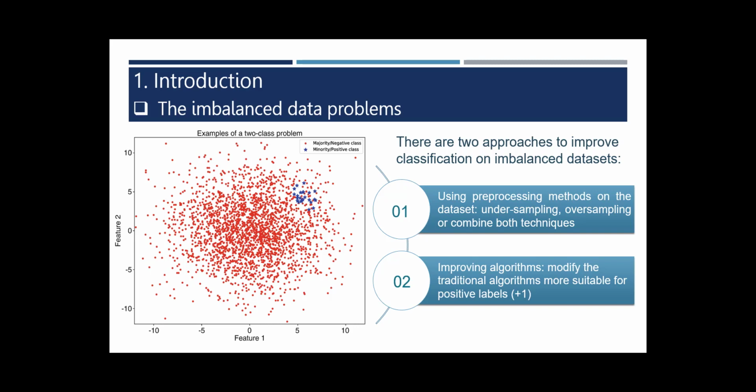Normally, there are two approaches to improve classification on imbalanced datasets. For the first one, using pre-processing methods on the dataset. There are a number of techniques, such as undersampling, oversampling, or combining both these techniques. For the second one, improving algorithms, I want to mention the modification of the traditional algorithms, more suitable for positive labels, +1.